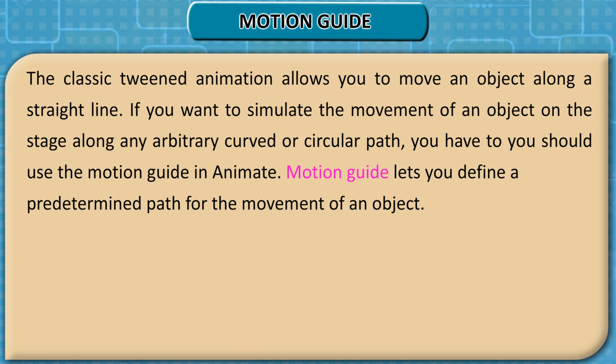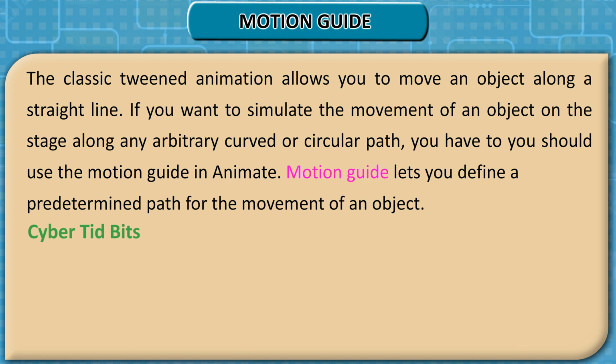Motion guide. The classic tweened animation allows you to move an object along a straight line. If you want to simulate the movement of an object on a stage along any arbitrary curved or circular path, you should use the motion guide in Animate. Motion guide lets you define a predetermined path for the movement of an object.